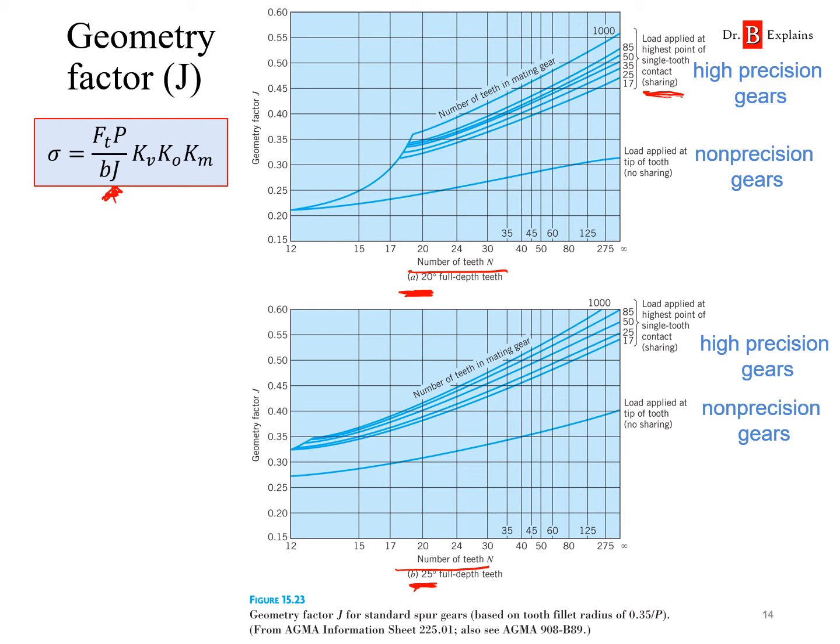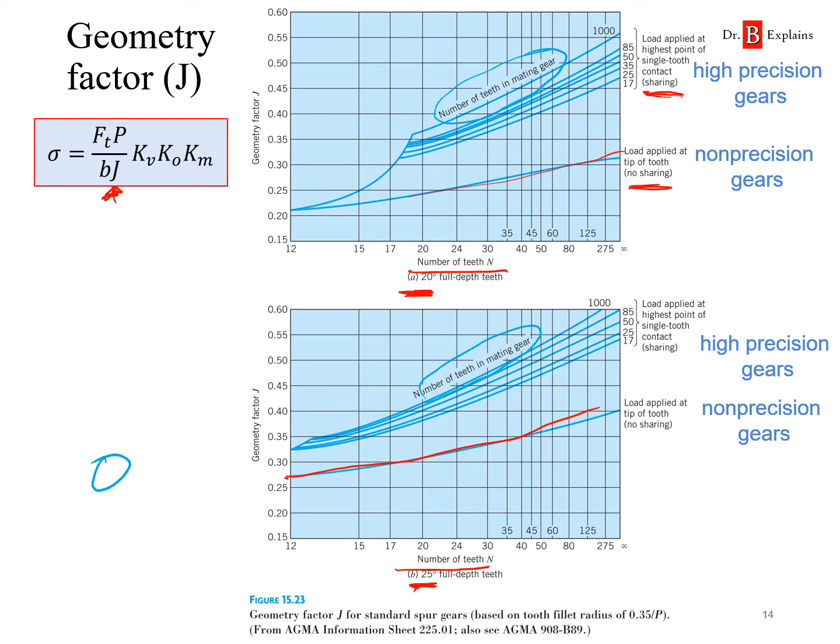If they're non-precision, there's more slack, more play. We cannot guarantee that there's load sharing, and so that's why we have this. No load sharing would correspond to the line here at the bottom for the 20 and for the 25 pressure angle. For the sharing one, it's going to depend on the number of teeth in the mating gear over here. So you would pick this factor based on the gears that you're analyzing.